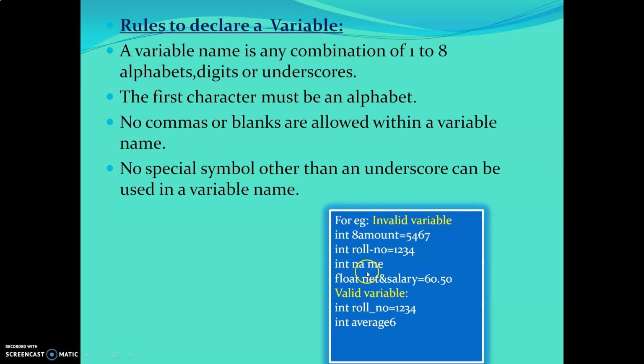The third, name, here NA space ME. Here a space is not allowed, so this is also an invalid variable. Next, net and salary, and is not allowed. So this is also an invalid variable. Roll underscore number average 6. This is a valid variable. So only a numeric digit is allowed at the end of the variable or in the middle of the variable. In the starting position, a numeric digit is not allowed because the first character must be an alphabet.